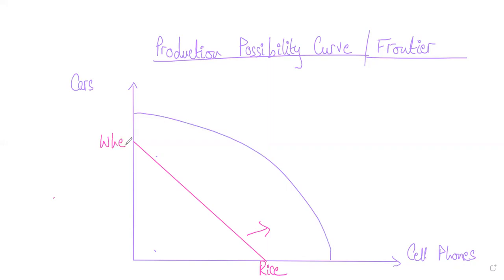So the first thing is that a straight downward sloping line has constant opportunity cost. And what was the second feature of a straight downward sloping line? Zen, do you remember? Constant opportunity cost was one feature. And what was another feature? Do you remember?